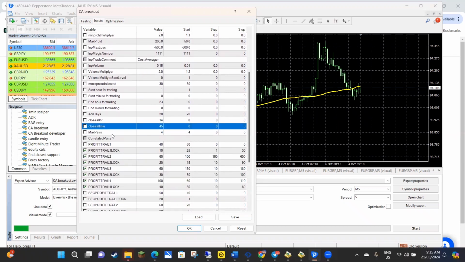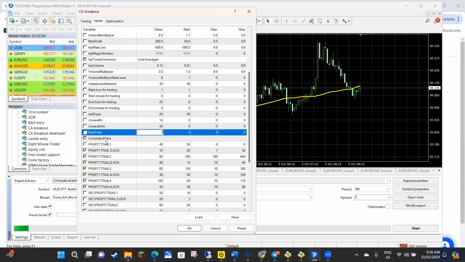You can set the max pairs that you want it to trade. So I tend to run this software on multiple pairs at once, so 10 or more pairs at once. But with this setting, it will never trade more than 4 at any one time. Or, change that to whatever you like.